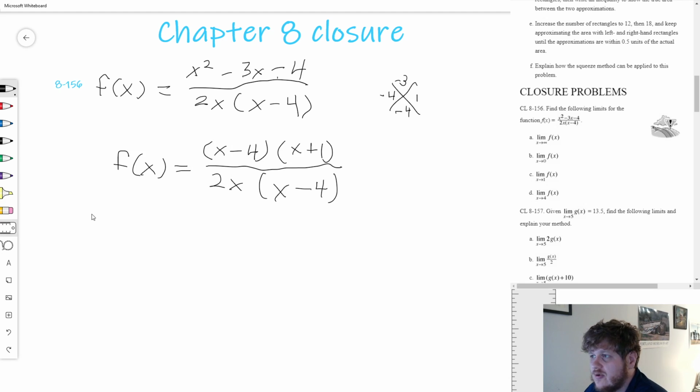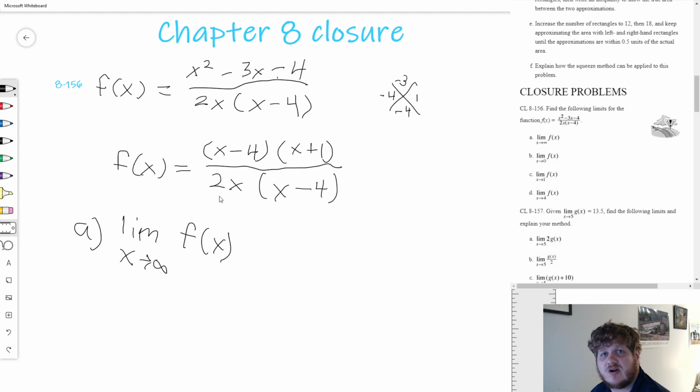Now, for A, we have the limit as x approaches infinity of f of x. Now, when we look at this, since we're looking as x approaches infinity, all we care about are our leading terms. If we wanted to, we could undo the process and get back to an x squared, and what would be here for our leading term, if you take a moment to think about it, would be 2x squared.